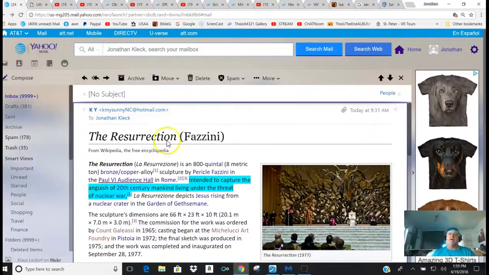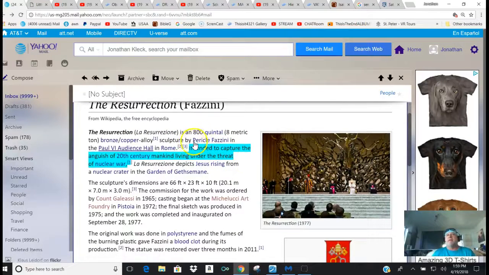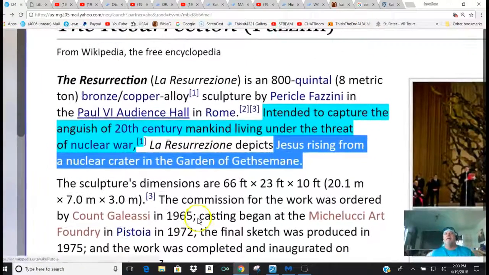Well, I showed everybody the sculpture that's behind it. Let me show you the definition of that. I want to make sure I get all the definitions right. The Resurrection from Fazzini: the Resurrection is an 8 metric ton bronze copper alloy sculpture by Pericle Fazzini in the Paul VI Audience Hall in Rome, intended to capture the anguish of 20th century mankind living under the threat of nuclear war. The Resurrection depicts, look at this, Jesus rising from a nuclear crater in the Garden of Gethsemane. Okay, so this is not me speculating. This is not my opinion. This is what it is. So let's just break it down.